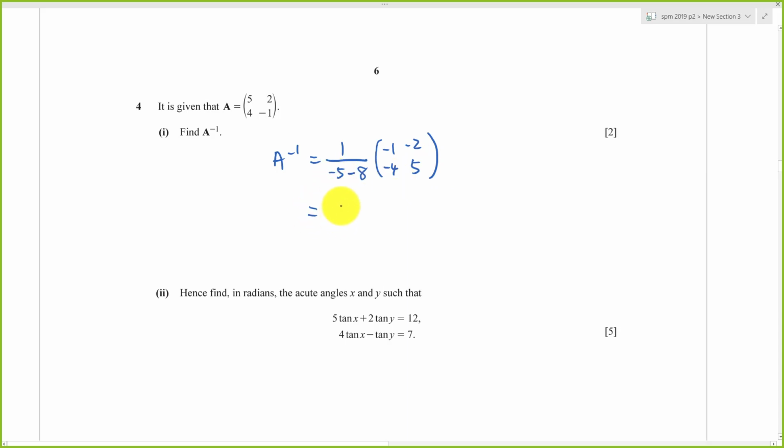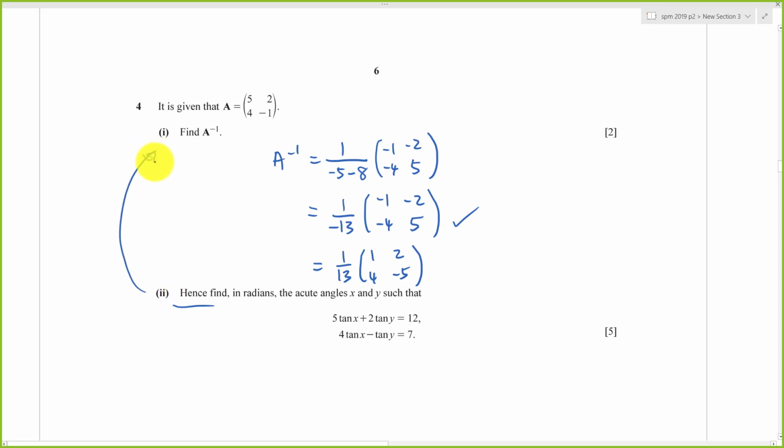So you will get 1 over negative 13, then negative 1, negative 2, negative 4, 5. But normally with so many negatives here, I prefer to factorize out the negative to get positive here: 1, 2, 4, negative 5. You can do that, or you can leave it like this. Because I see the word hence, whenever you see the word hence, you know you need the answer from part 1 to solve it.